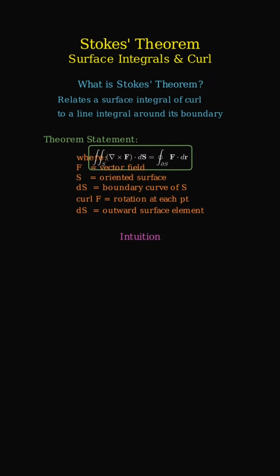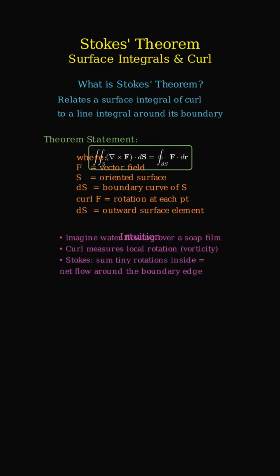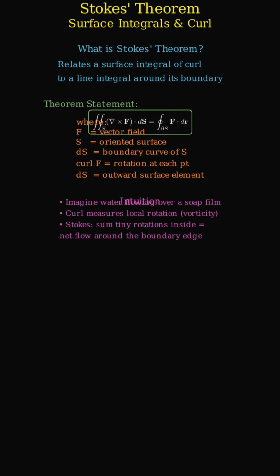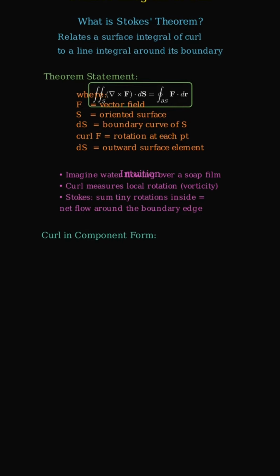Let us build some intuition. Imagine water flowing over a thin soap film. At each point, the water might swirl or rotate slightly. Curl measures that local spinning. Stokes's theorem says, if you add up all those tiny rotations inside the surface, you get the total flow around the edge. So inside rotation equals boundary circulation.